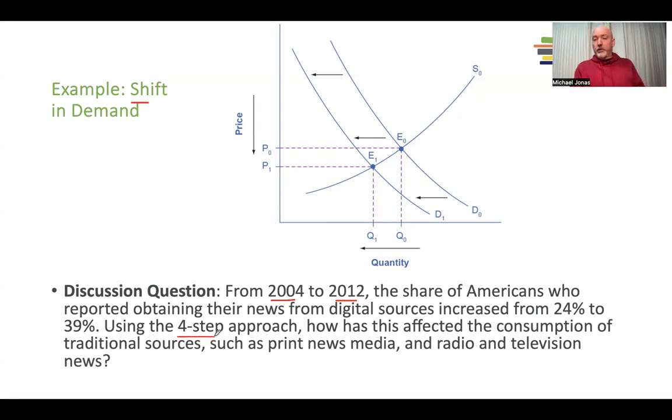Using our four-step approach, how has this affected the consumption of traditional news sources, i.e. print news media, radio and television news? So we can think of this as a substitution effect, right? The cost, we should say the price of acquiring your news from alternative sources has come down. The availability of this alternative has increased. So we're going to be substituting away from traditional news sources.